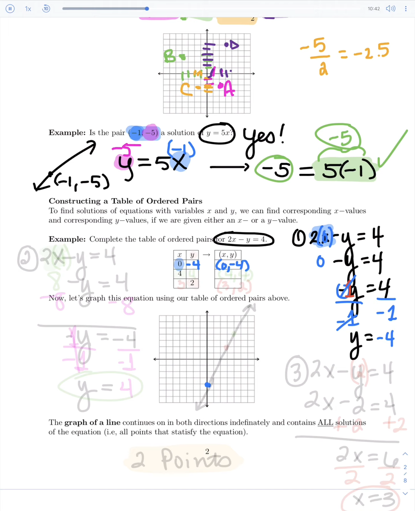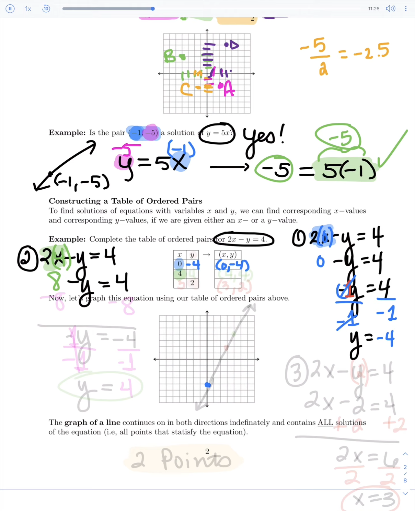Let's try another point. In the next point, they have given us 4 for x. So we have to start with the same equation all over again. We'll do it over here on the left-hand side. We've got 2x minus y equals 4, except this time we're replacing the x with a 4. And again, do not forget your parentheses when you make that swap. So it'll be parentheses 4. The first thing we'll do is our multiplication: 2 times 4, which is 8. We still have our minus y next to it, equals 4. Be careful, you cannot combine the 8 and the y because they're not like terms.